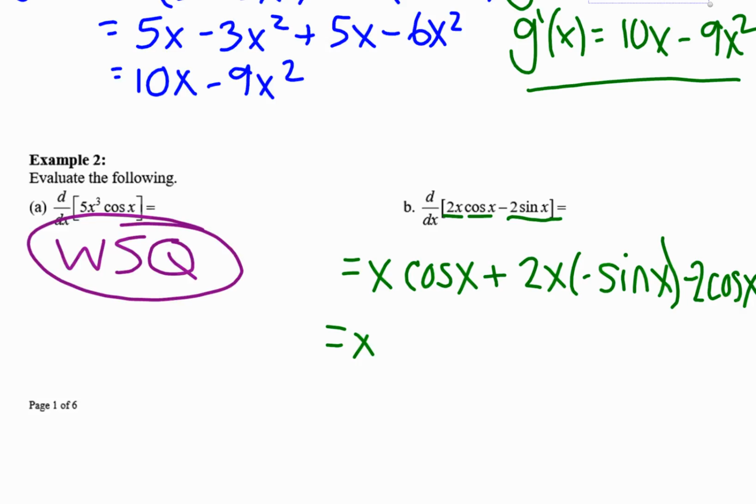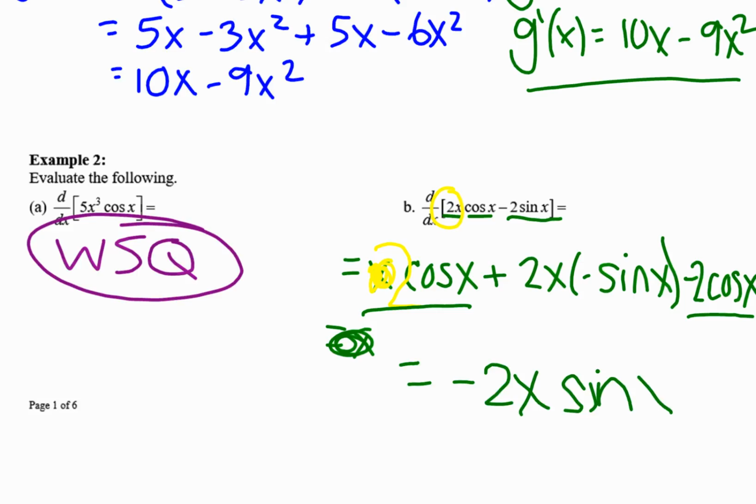Okay, big mistake here. The derivative of 2x is not x. The derivative of 2x is 2. Okay. So now I have a plus 2 cosine x, a minus 2 cosine x. Those parts disappear. And the derivative is negative 2x sine x. Good thing I caught that.